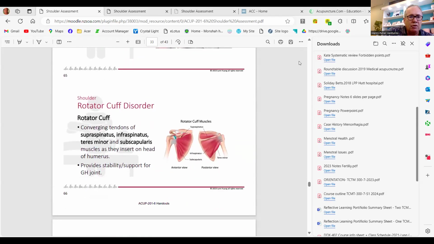So rotator cuff disorder, this is just the muscles that are involved in that: supraspinatus, infraspinatus, teres minor, subscapularis, and they all insert to the head of the humerus. And that's why I said that when we look at that insertion there, it's very difficult to ascertain which one's which, but the teres minor is at the lower border, and that's the one that you'll probably find the most pain.